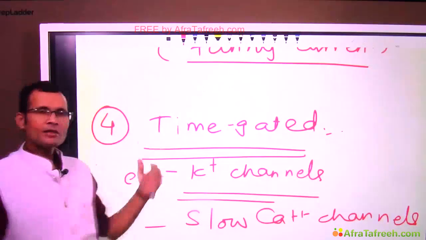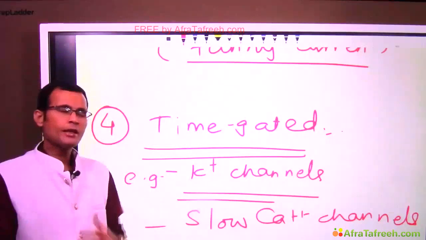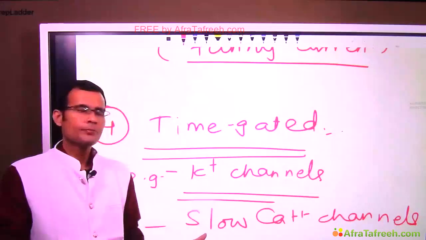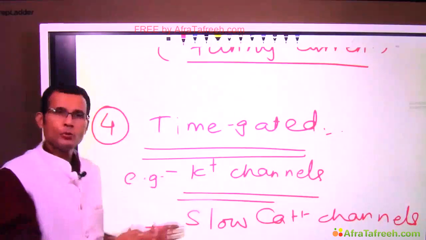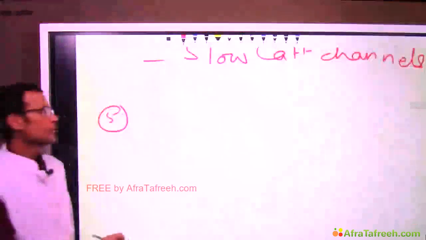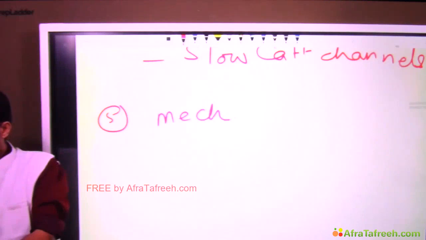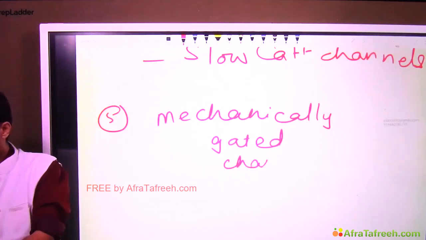So you see, some channels are funny channels, some channels are lazy channels. Potassium channels are lazy, they are slow to open, they are slow to close. They take a certain time to open, they take a certain time to close. That's time gating. The fifth type of channel is mechanically gated channels.